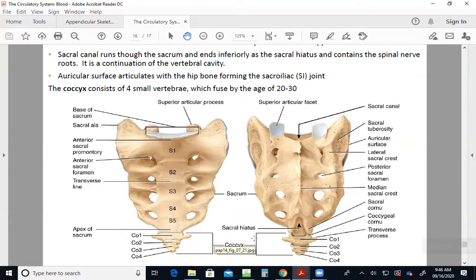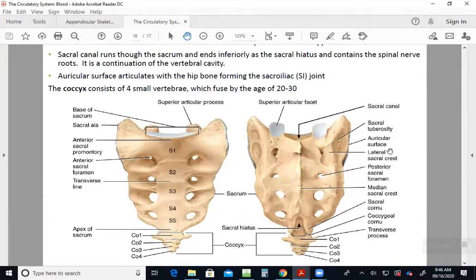Your spinal cord actually doesn't run through here because your spinal cord ends back up in our lumbar region. What we have though are nerves that run down through this hole. Some of them come out through these holes. What doesn't comes out the bottom through the sacral hiatus.